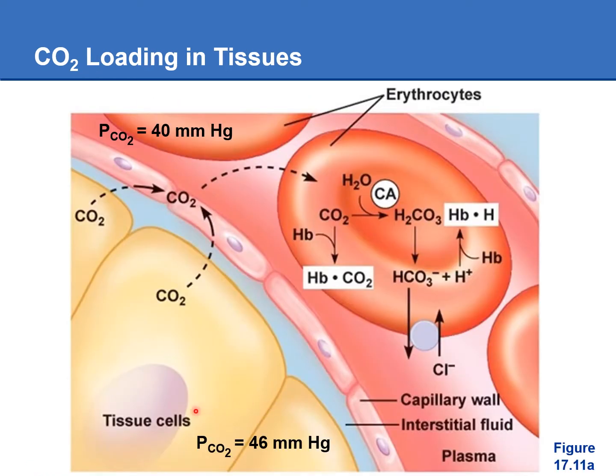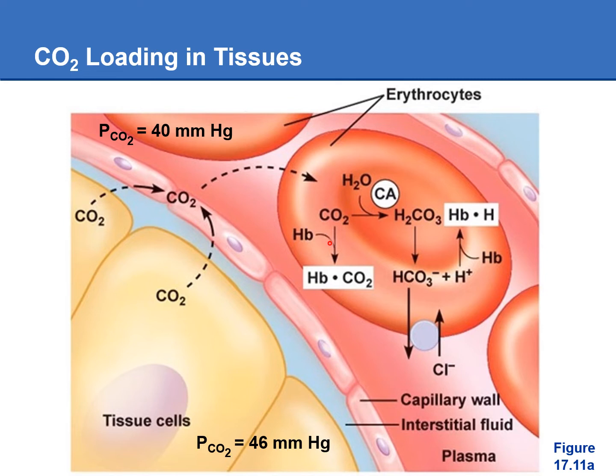Here are our tissues with the partial pressure of carbon dioxide of 46 millimeters of mercury. And out in our systemic arterial blood, we've got a partial pressure of carbon dioxide at 40 millimeters of mercury. So carbon dioxide is just going to diffuse down the partial pressure gradient, going from high to low, and diffuse from the tissues into the blood. When the carbon dioxide gets into the blood, about 7% of the carbon dioxide will remain dissolved in the plasma, but the rest of the carbon dioxide will enter into the red blood cells.